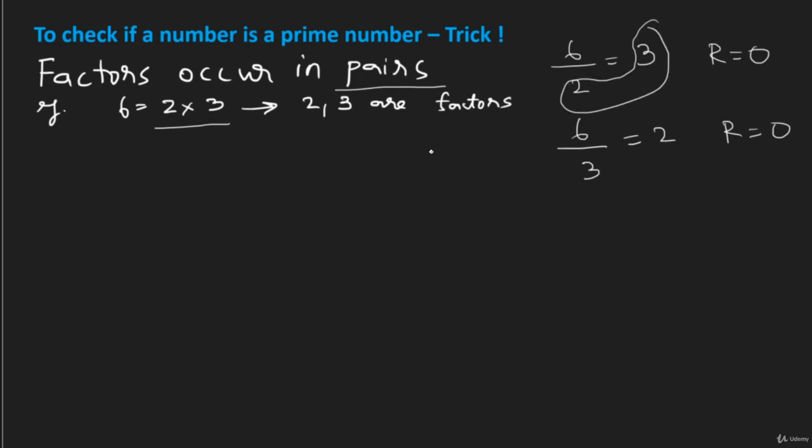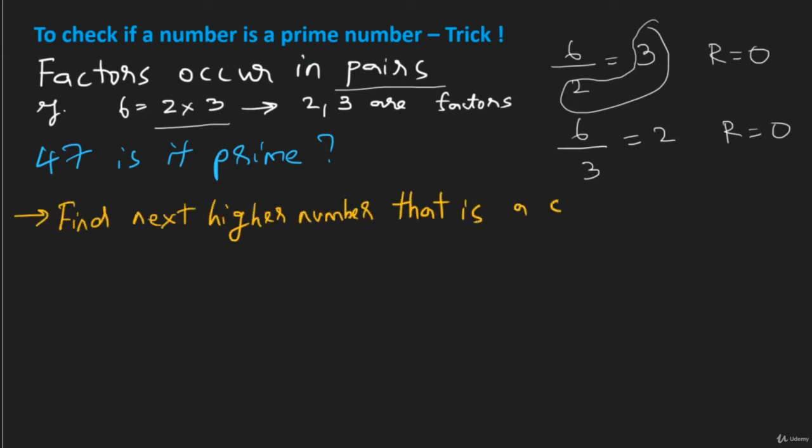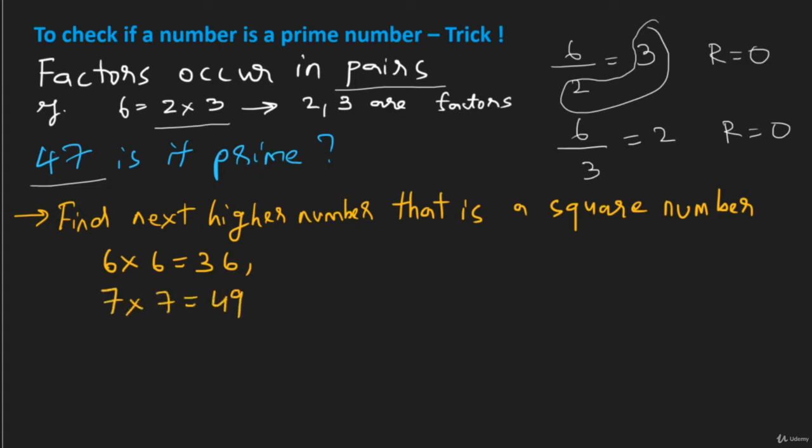Alright, now using this concept, say you're asked to check whether 47 is a prime number or not. For this, there is an easy method that you can employ. Find the next higher number that is a square number. Over here we have 47. Let's do some trial and error. 6 square is 36, so that's not greater than 47. So let me try another one. 7 into 7, that's 49, and 49 is greater than 47.